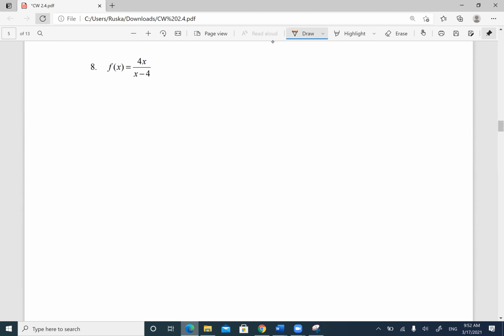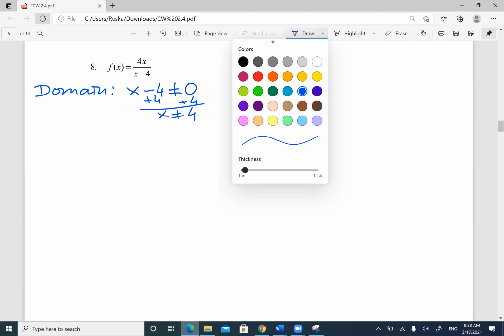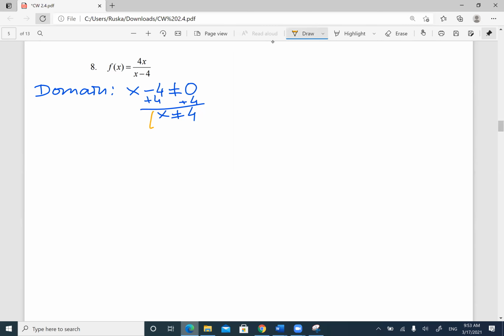Okay, so number 8, we're gonna start with domain first, right? And domain, you're taking the bottom not equal 0. You're gonna add 4 in both sides. And it's gonna be x not equal 4. So that's the domain. X is not equal 4. This is my domain. Everything else but 4.